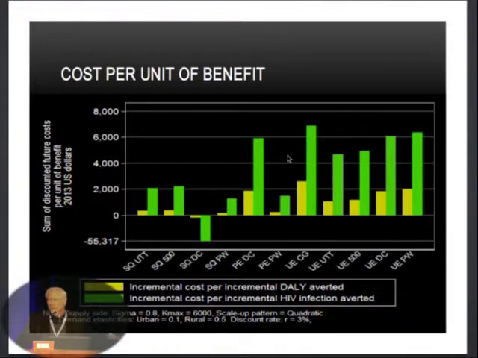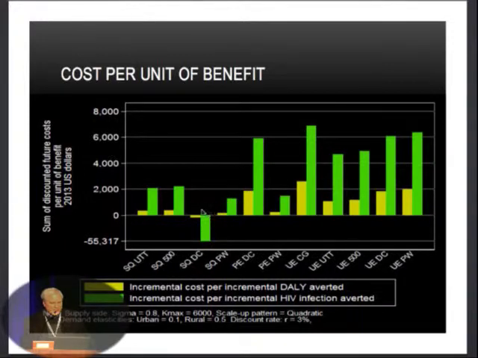Last slide showed the total cost for 12 scenarios. This slide shows 11 comparisons, the comparisons between each of scenarios 2 through 12 to the baseline scenario, and divides those total costs by each of 2 units of benefits. The yellow gives you the incremental cost per incremental DALY averted, and the green gives you the cost per incremental HIV infection averted by each of these 2 strategies. And as you can see, the numbers are roughly correlated with one another.